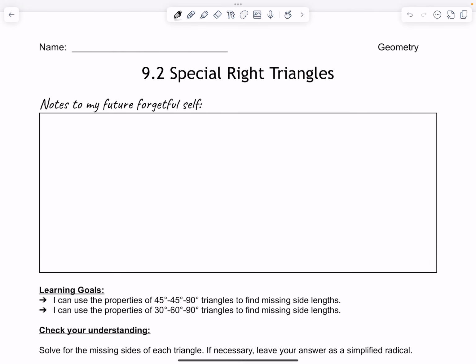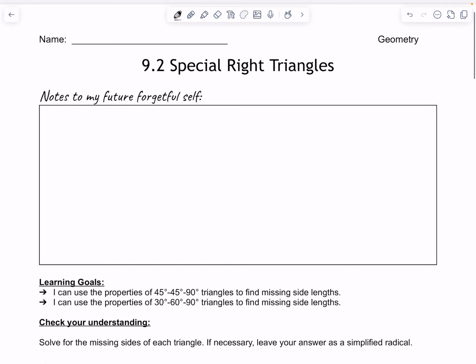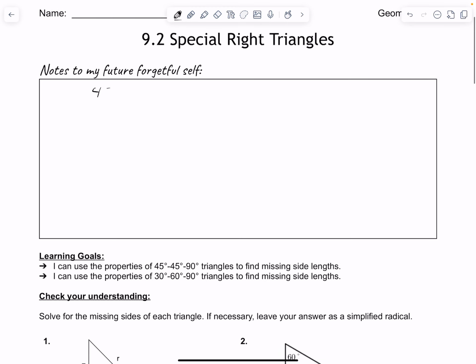In this video, I'm going to go over two special right triangle scenarios that might occur. We're going to start with the 45, 45, 90 special right triangles and then move into the 30, 60, 90. So starting with the 45 degree and 90 degree right triangle, right?